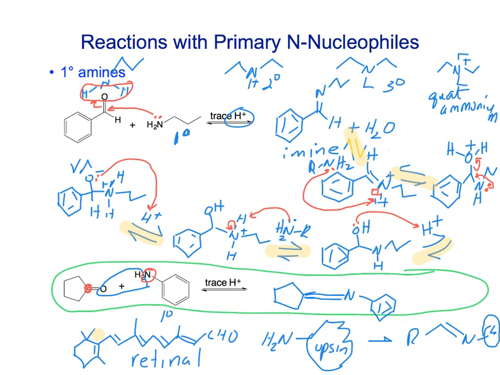All right, so let's stop there. After spring break, we'll see there's a slight difference to get to a neutral species when we're using a secondary amine.